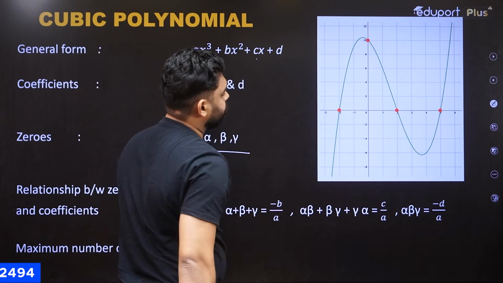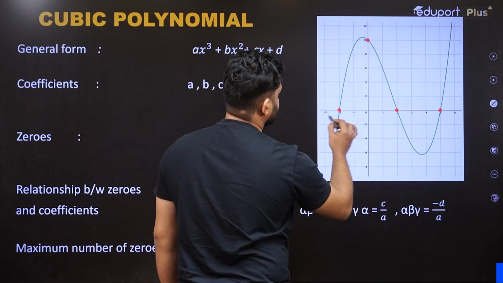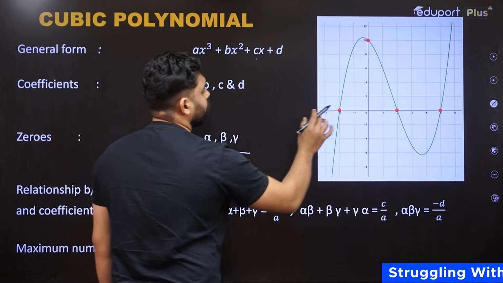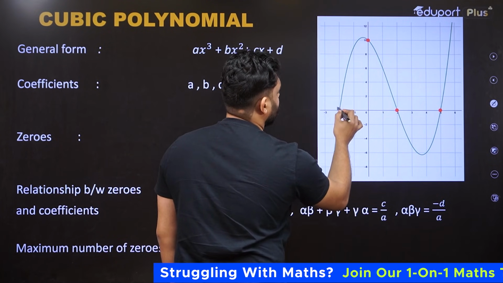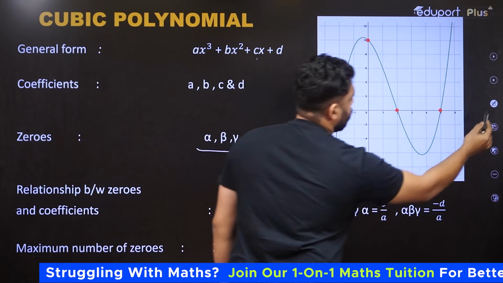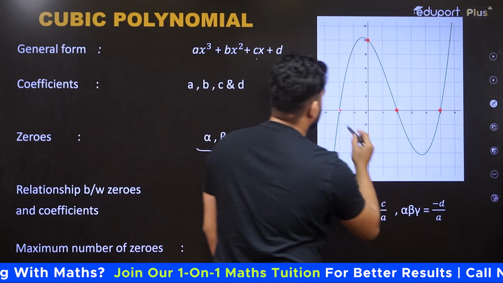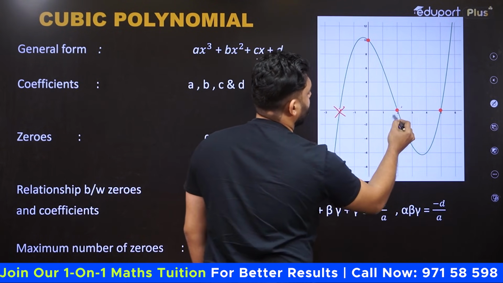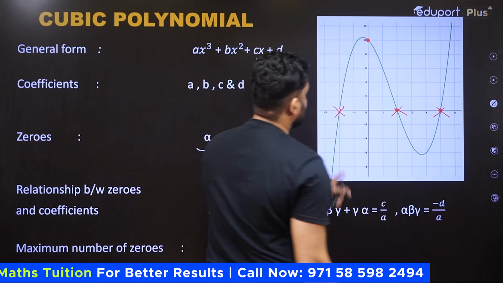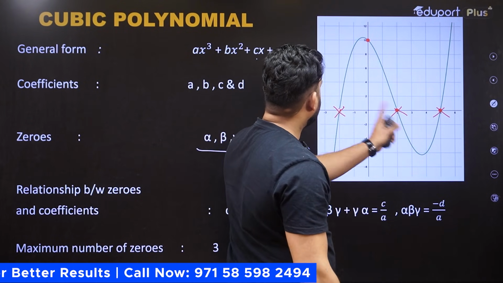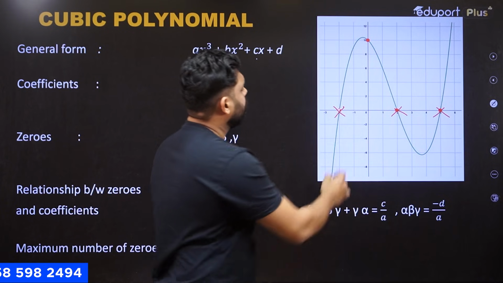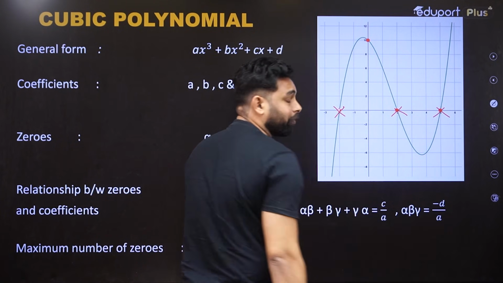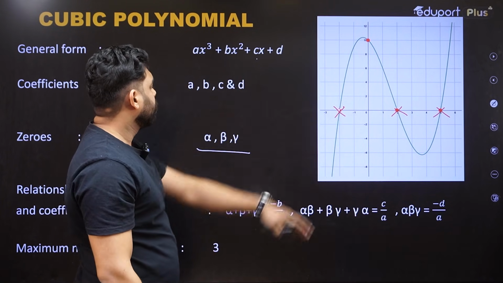Just look at the graph. The number of points where the graph intersects the x-axis is known as the number of zeros. The number of times this graph intersects the x-axis will be the number of zeros. In this case, it is intersecting 3 times. So the number of zeros will be 3.